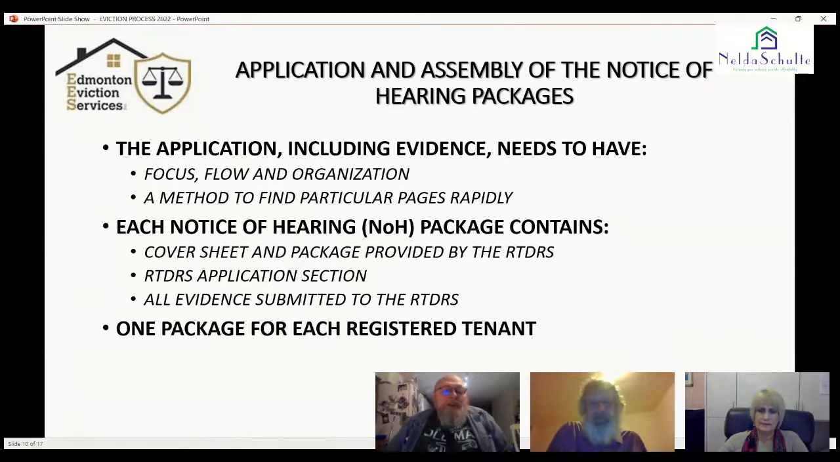So each hearing package has a cover sheet. When you apply to the RTDRS, they'll send you back a cover sheet with some paraphernalia of theirs behind everybody's rights. And on the cover sheet is the hearing date and time, and notice to the tenant or the respondent as to what's happening and what could happen if they ignore it. So that goes on top, and then you apply.